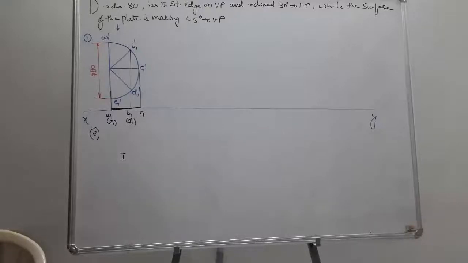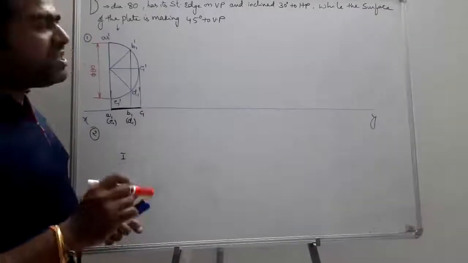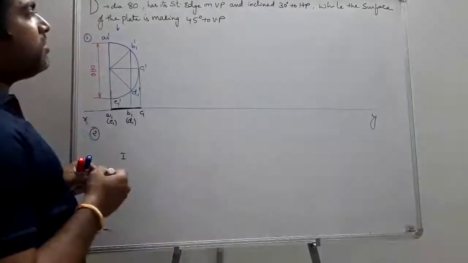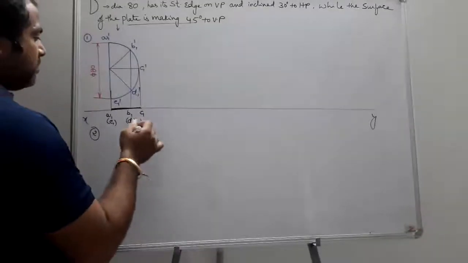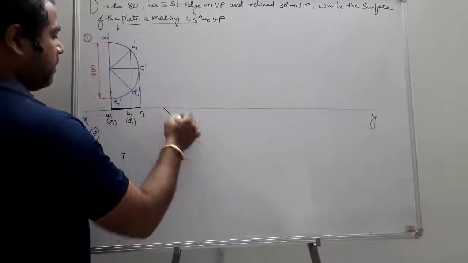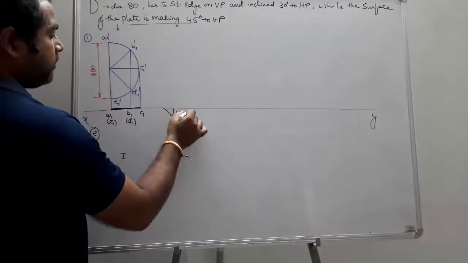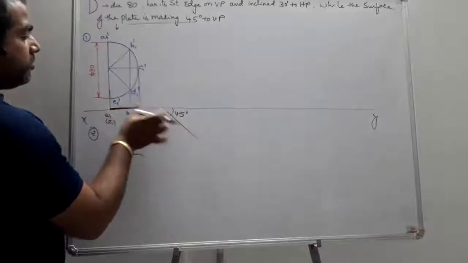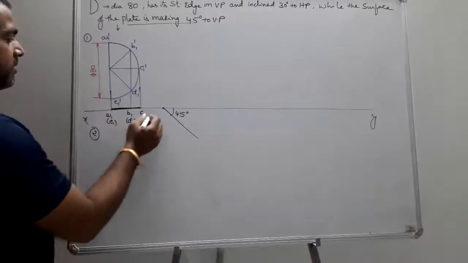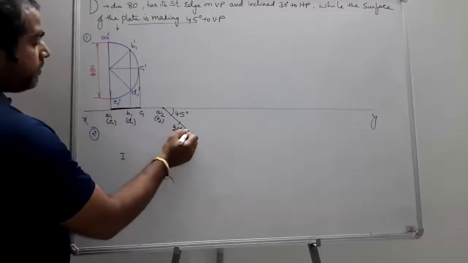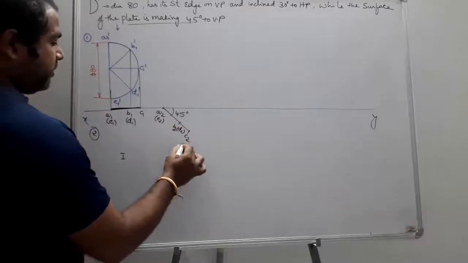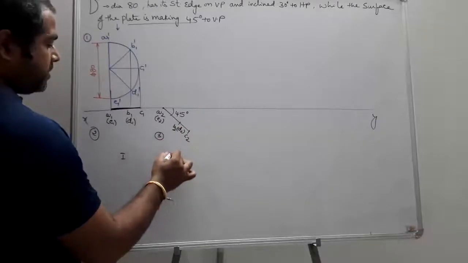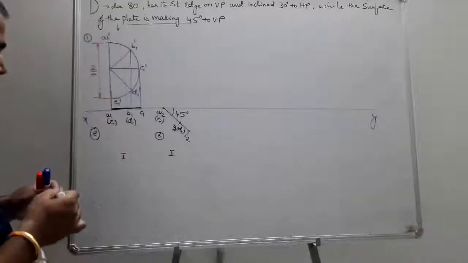After the first stage is completed, we go for stage 2. In stage 2, what do we have to consider? Surface inclination. The surface of the plate is making 45 degrees to VP. So draw a line at 45 degrees, and the points are to be reconstructed here. So this becomes A2 of E2, B2 of D2, and C2. This is step 3 and stage 2.